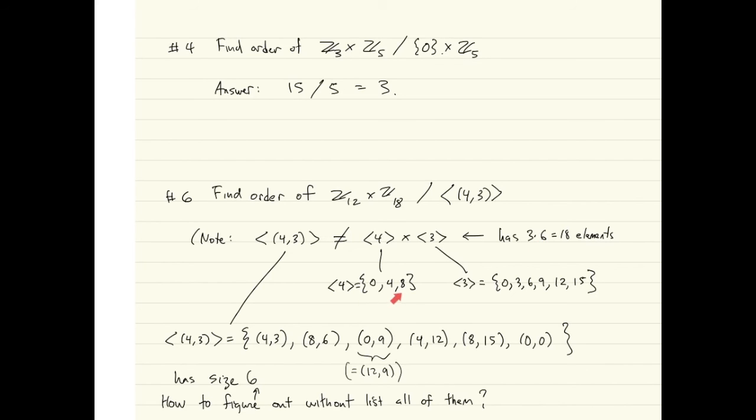So this group on the right here, the subgroup, has 3 times 6, because there's 3 choices for the first and 6 choices for the second component, and so a total of 18 elements. How many elements does this group have? It's not 18, it's going to turn out to be 6.